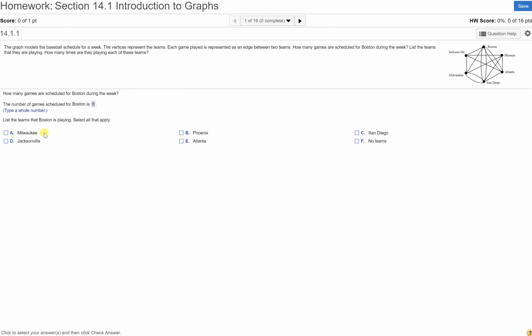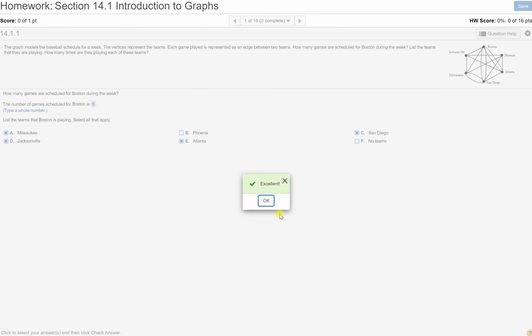The next part, list the teams that they're playing. So let's see. Boston is playing Jacksonville. Boom. Boston's playing Milwaukee. Boston is also playing San Diego twice actually. And Boston is playing Atlanta. Boston is not playing Phoenix, as you see that. Okay. So let's go ahead and put check answer.